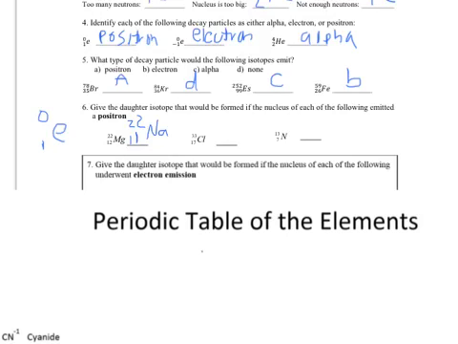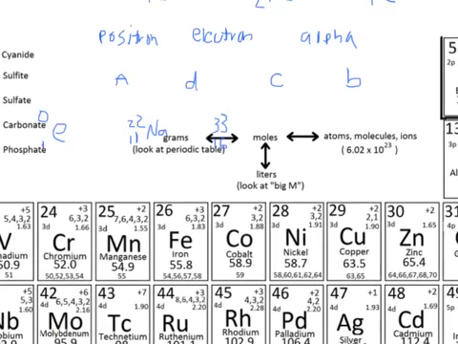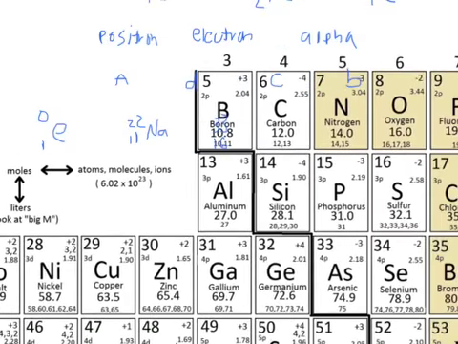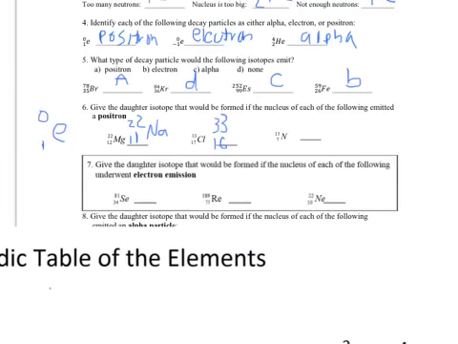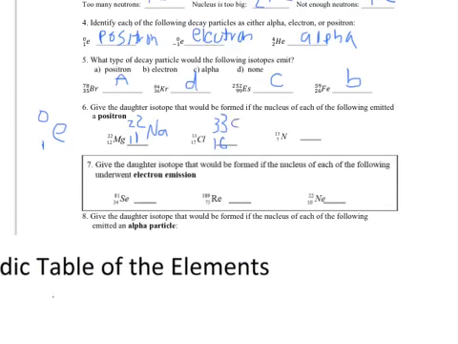Let's try the next one. Chlorine 33. I'm going to take 0 away from the top and 1 away from the bottom. That's what happens when you emit a positron. So therefore, the top stays 33, and the bottom goes down to 16. And if we look it up, unless I'm mistaken, that's going to be sulfur. Element 16, yep, it's sulfur. Alright, so let's just put an S here for sulfur.